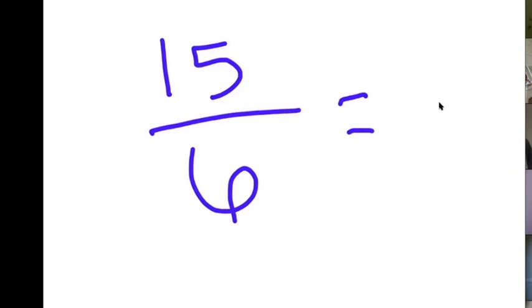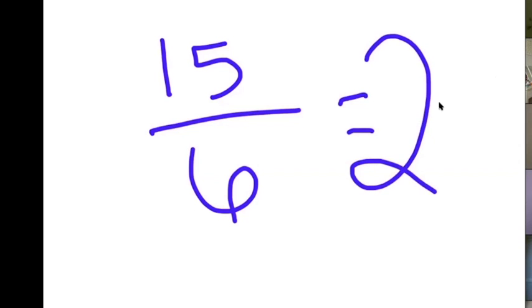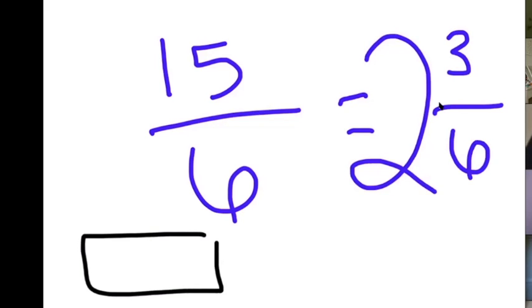Aideen, what do you get? I'm pretty sure it's 2 and 3/6. 2 and 3/6. Let's double check. Okay, so right here, I have a whole. Aideen, how many parts do I have to break my whole up into? 6. Good job.